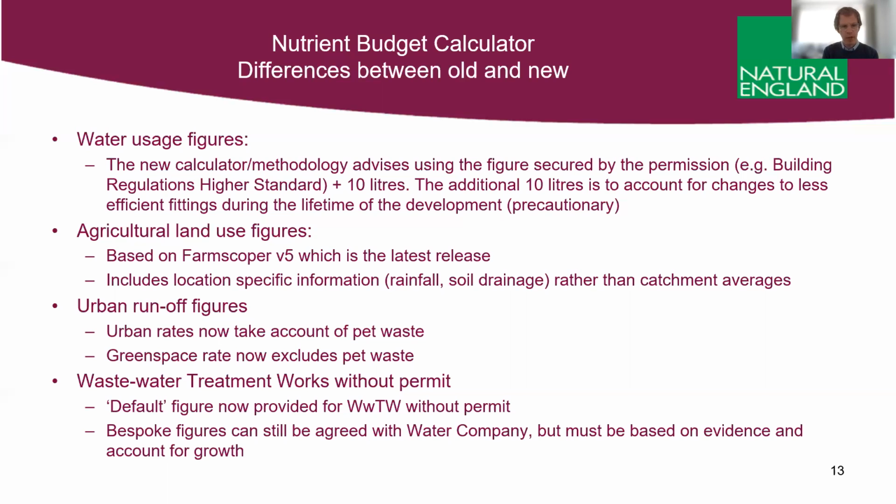And then finally, as I've already touched on in the previous slide, wastewater treatment works without a permit now have a default figure. Our previous advice didn't have a figure at all for wastewater treatment works without permits. It was just left to the local planning authority to work with the water company to come up with a figure for such works. Whereas what we've done now is put in a default figure. But again, I would highlight that that doesn't mean that bespoke figures can't still be agreed with the water company. We just thought it was helpful to at least have a default figure so that where it was not possible to get any data from the water company, there was at least a figure that could be used for the calculation rather than just trying to work out what to do in that scenario.